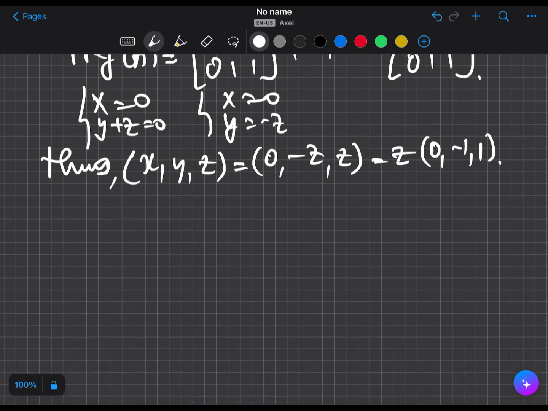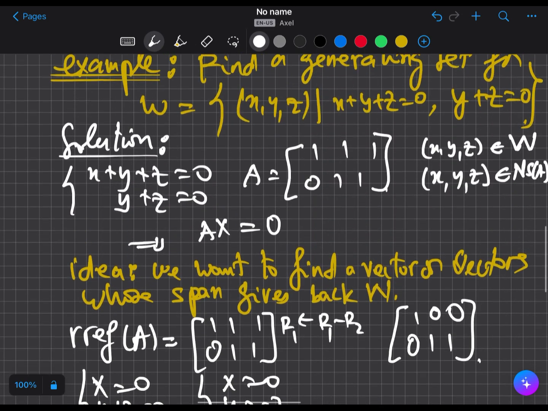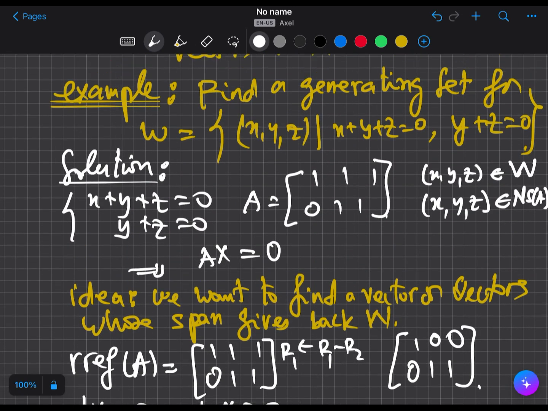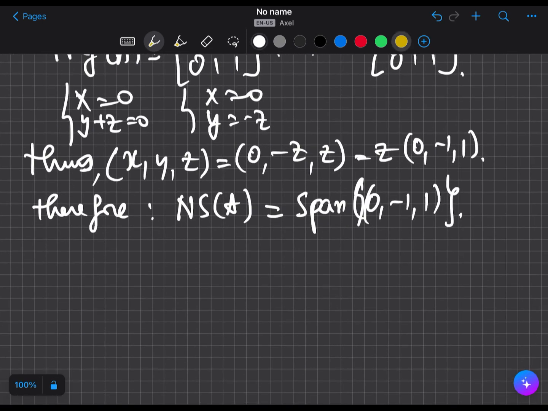So as you can see, the null space of A, which is the solution of equation Ax equals 0, will be equal to span of {(0, -1, 1)}. So when we ask the question, find a generating set for W, we come to the conclusion that this will be the generating set.